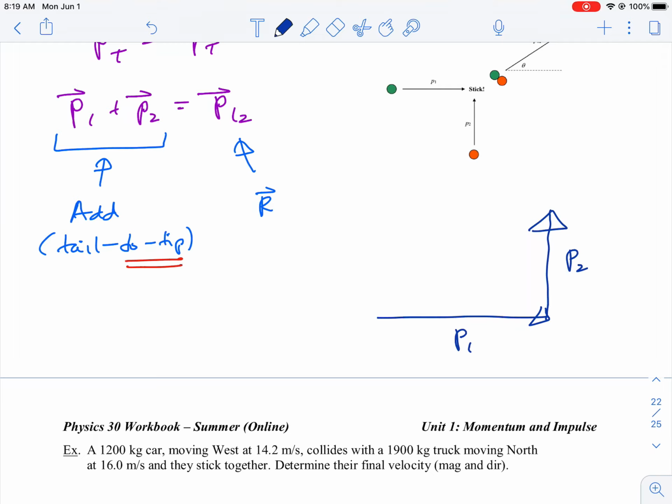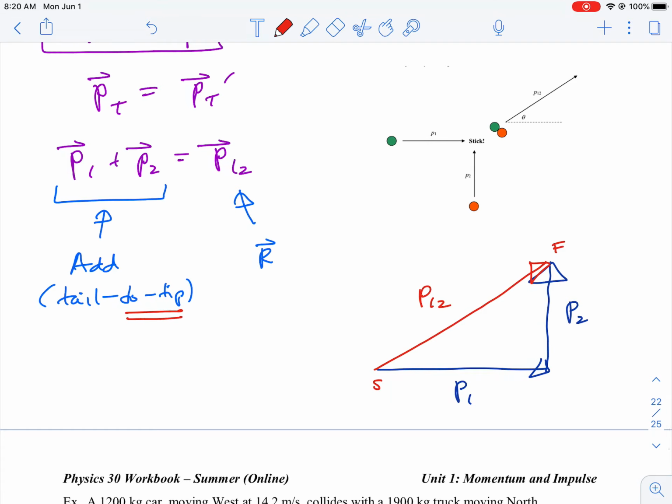Finally, we have the resultant, and resultant is kind of like displacement. The resultant goes from start to finish. So you can see we started our addition here, we finished our addition over here, and the resultant will go from start to finish. So this represents the resultant, and therefore that would be your P1,2. Notice it matches the direction in the diagram itself.